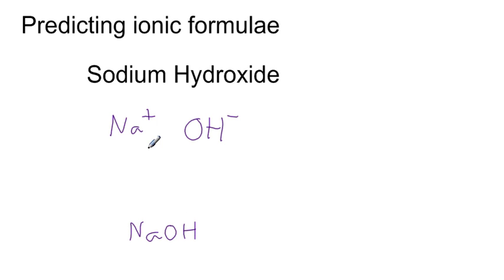And again, using the crossover method, you can get the ratio, because sodium has got one charge. The hydroxide has one charge. So therefore the ratio is 1 to 1, which will give us the formula NaOH.